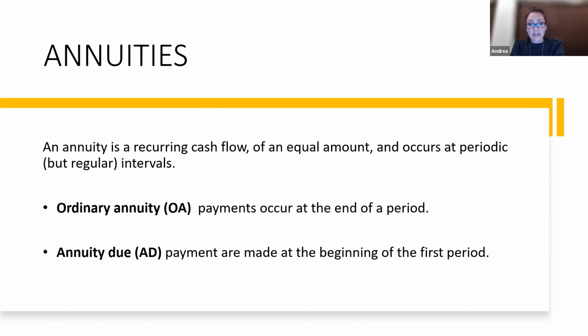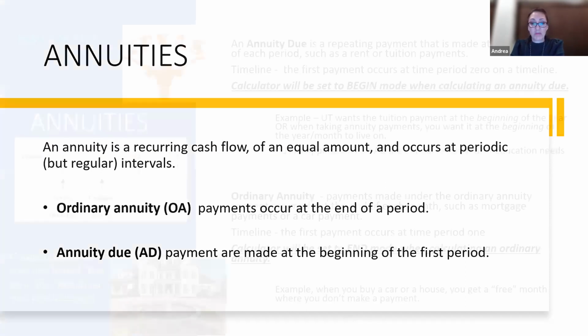An ordinary annuity is a payment that occurs at the end of a period. And an annuity due is a payment that is made at the beginning of the first period.